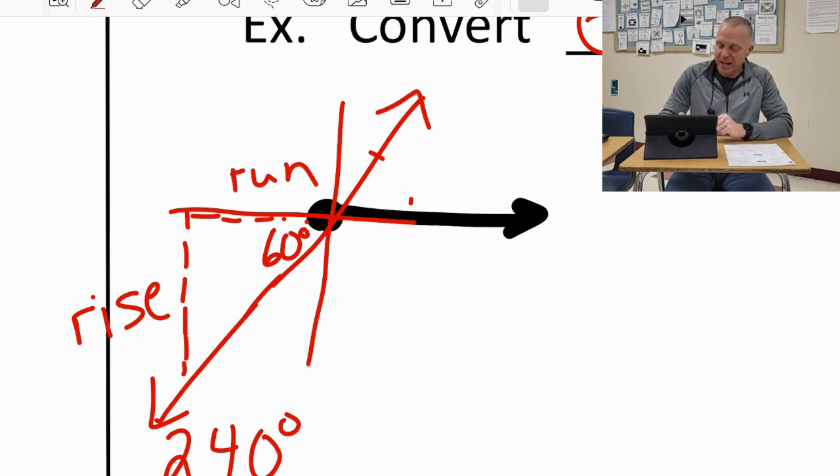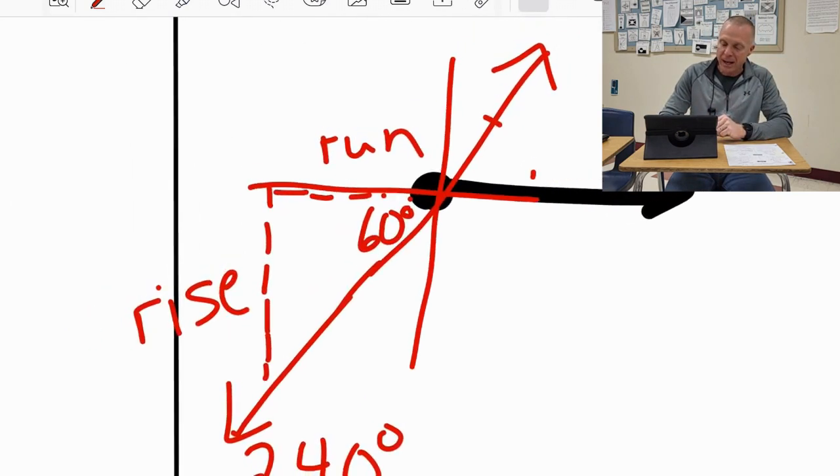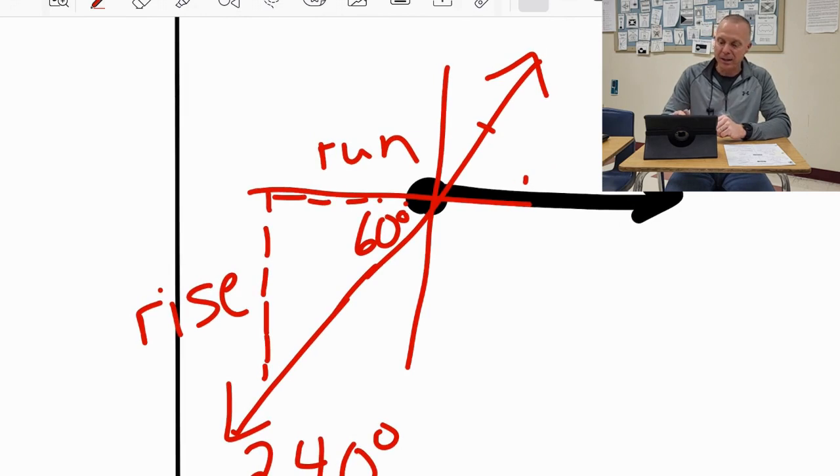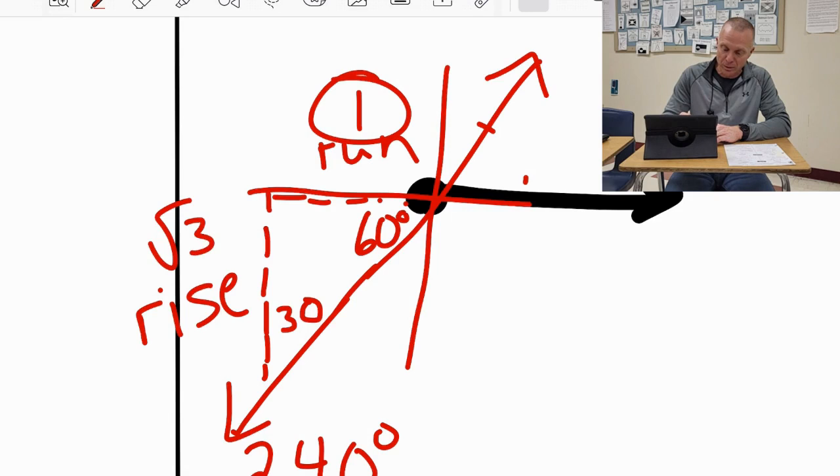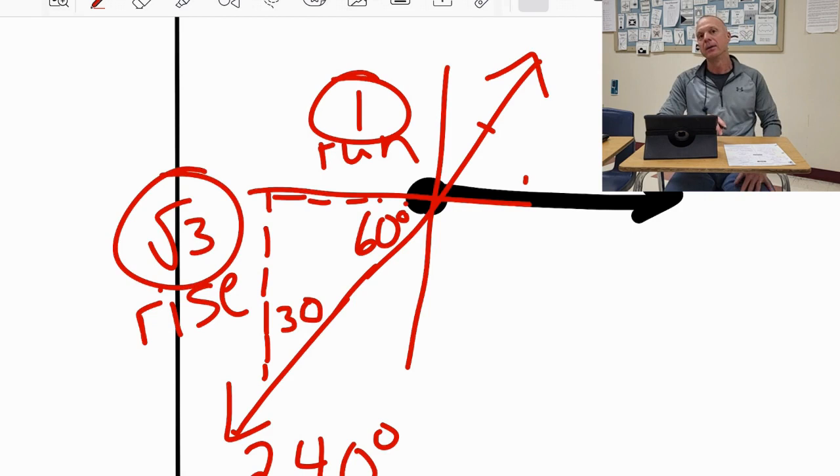Just doing a little bit of thinking about 240. And wait a minute, you know the dimensions of a 30-60 type triangle, right? You know that on this side, the side across from 30, you're going to get a 1. And you know on this side, you're going to get a root 3. By the way, the hypotenuse would be 2, but we don't really need that. So we end up with a rise of root 3 and a run of 1.